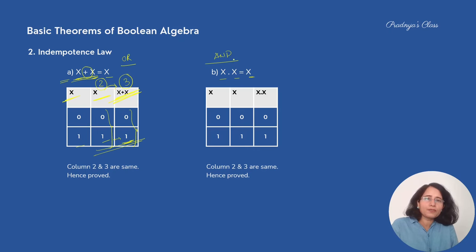So now let's work out the AND operation. When we perform the AND operation on two same variables, we get again the same variable. So here x we have taken, again one more time x we have taken, and then we perform the AND operation on this. The AND operation is that if both the inputs are 1, then only the output will be 1, otherwise we get 0. Now look at the second column and the third column. Both the outputs are same, so we can say that this x is equal to x dot x.